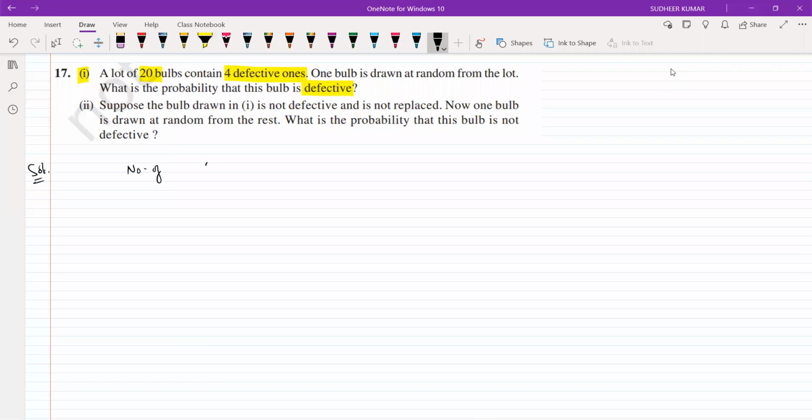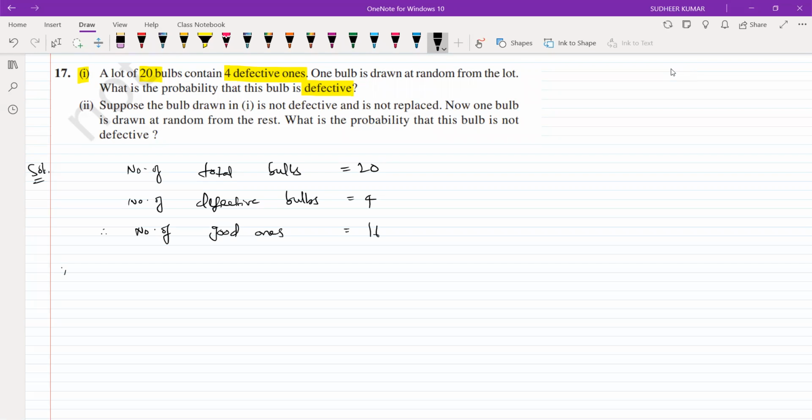Number of total bulbs are 20. Next, number of defective bulbs is 4. Defective bulbs are 4. Therefore, number of good ones is 16. Good ones are 16.